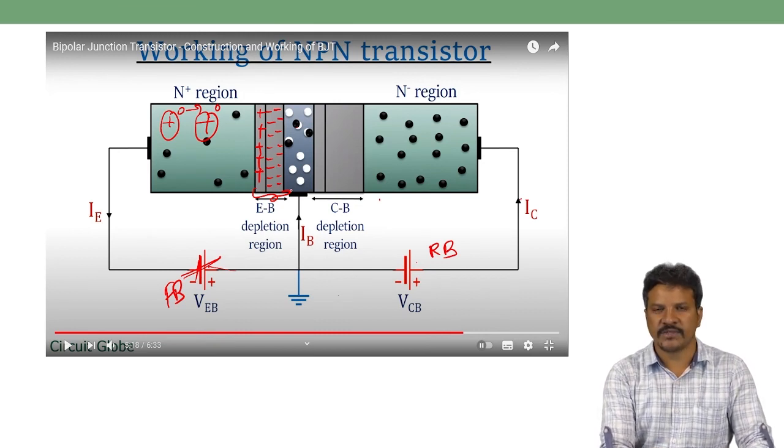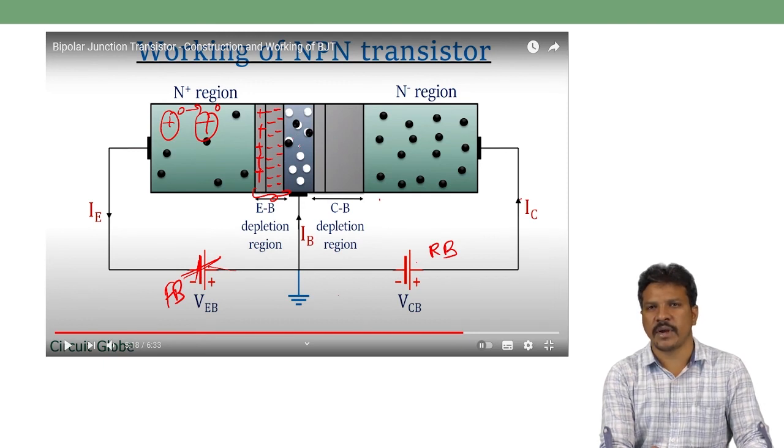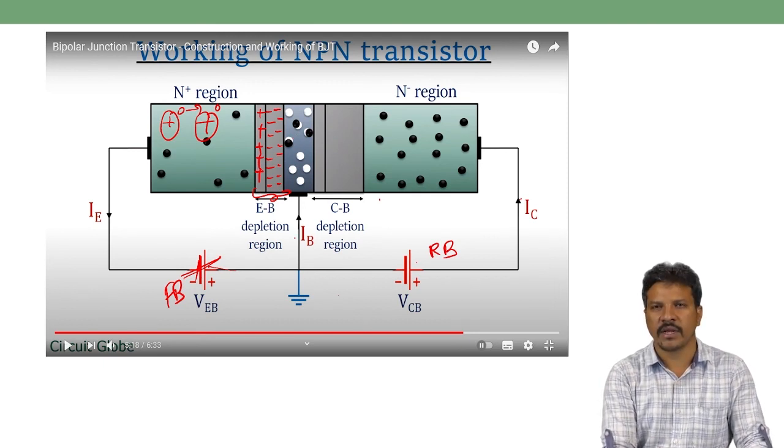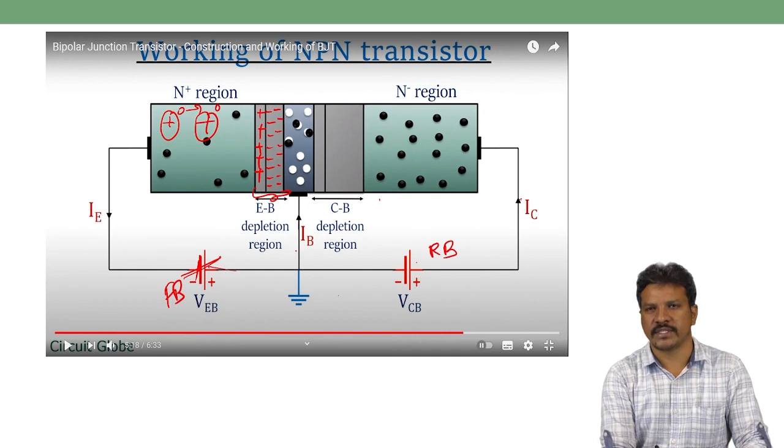The black dot combined with the white dot represents recombination of a hole and an electron. The base region is very thin, so only a small number of electrons and holes recombine in this base region. So the current flow in the base is also very small.